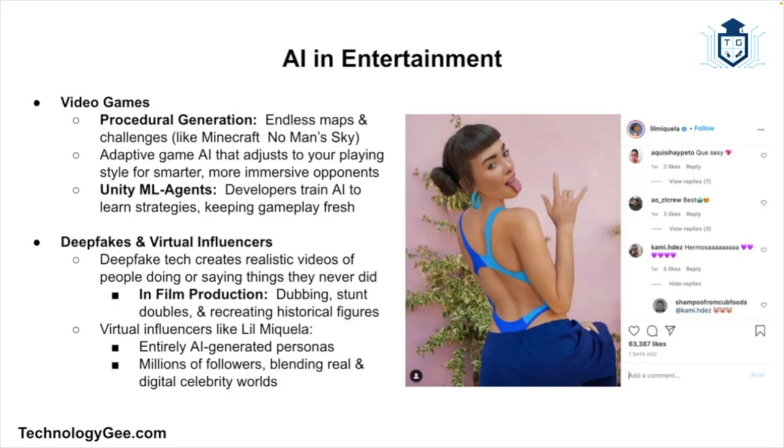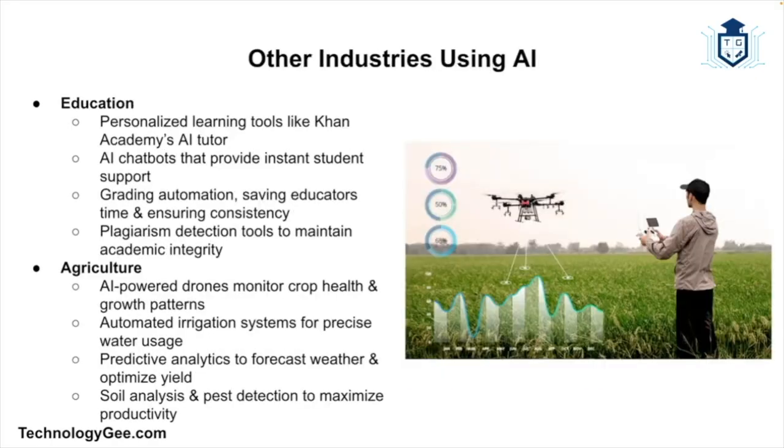So deepfake technology uses AI to manipulate video and audio, creating realistic fake videos of people saying or doing something they never did. While this raises ethical concerns, it's also used in film production for dubbing, stunt doubles, and historical recreations. And then we have virtual influencers like Lil Miquela, AI-generated personas with millions of followers on Instagram. But as exciting as all of that might sound, they do blur the line between real and digital celebrity.